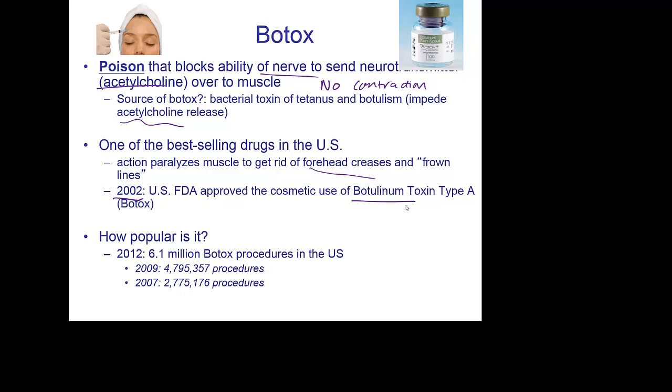Now, as a cosmetic procedure, in 2007, there were about 2.7 million procedures. By 2012, we were up to about 6.1 million procedures. Now, I know that some of you are now using Botox for things like migraines. So we are looking at alternative options to this toxin, but these are all about cosmetic surgery.